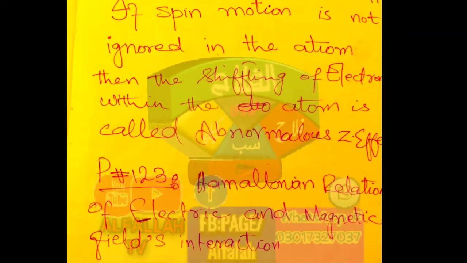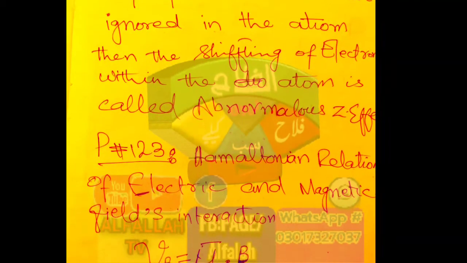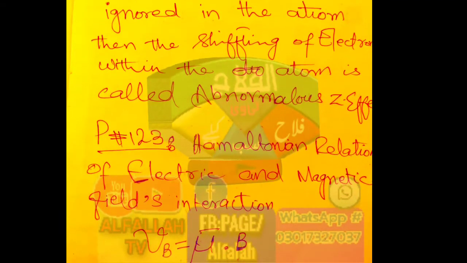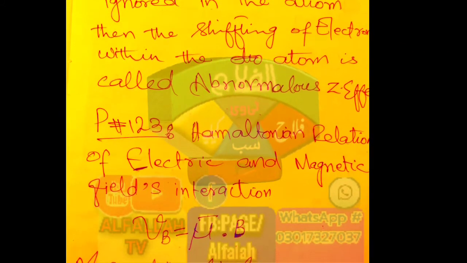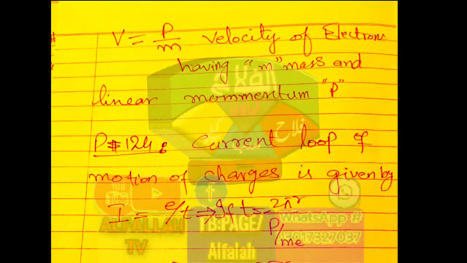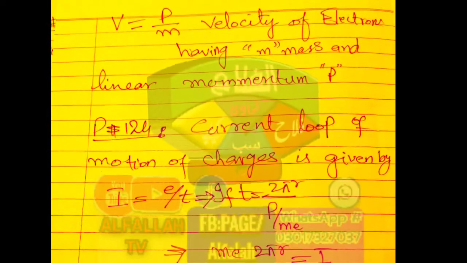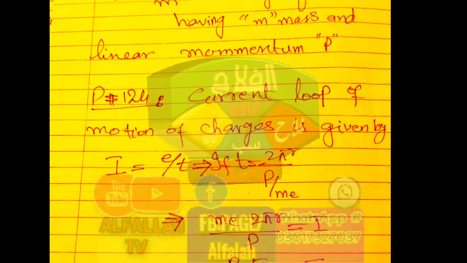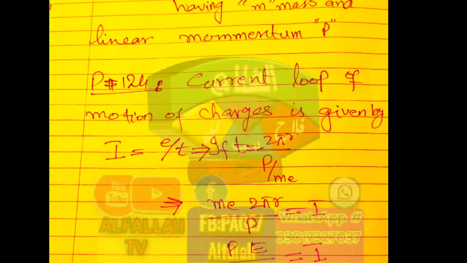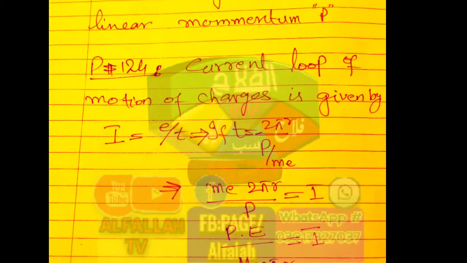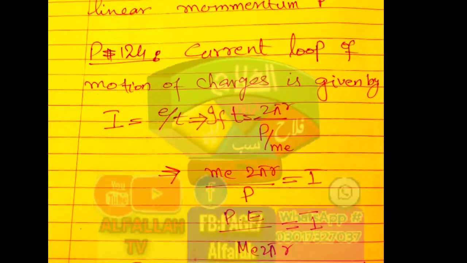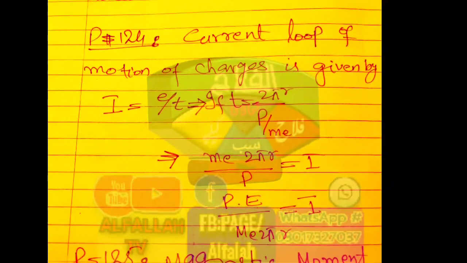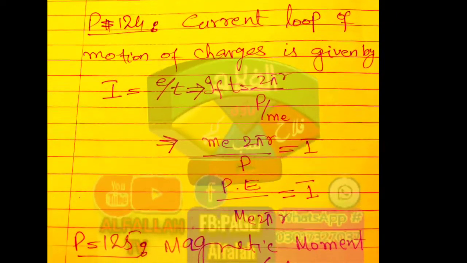Point number 123, the Hamiltonian of interaction of an electric and magnetic field is given by V_B is equal to minus mu dot B, where mu is the magnetic dipole moment. V is equal to P over m, the velocity of an electron having mass m and linear momentum P. Point number 124, the current loop of a moving charge is given by I is equal to e over T. It implies that T is equal to 2 pi r over P over m_e, it implies that e P over m_e 2 pi r is equal to I.